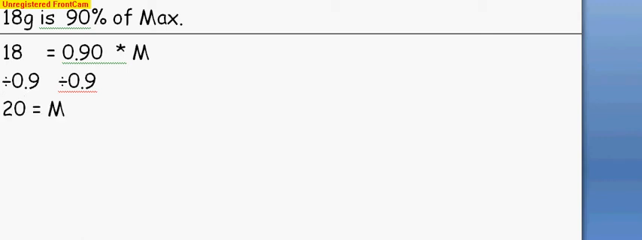So divide this side by 0.9, divide 0.79. These guys will cancel, these two will cancel, and then we get 18 divided by 0.9 is 20 equals m. Okay, so that means 20 grams is the maximum. So 20 grams is the maximum daily value that you should have for fat. Alright, so the answer is 20 grams.